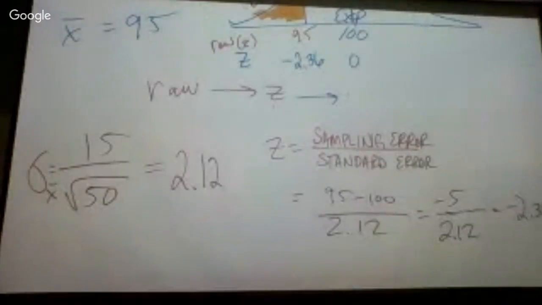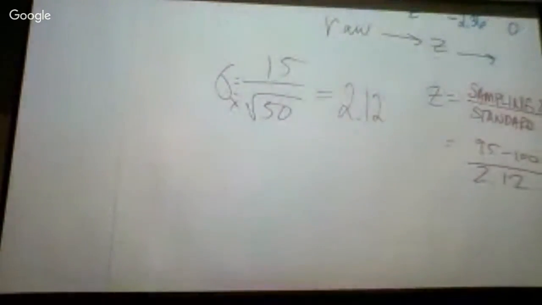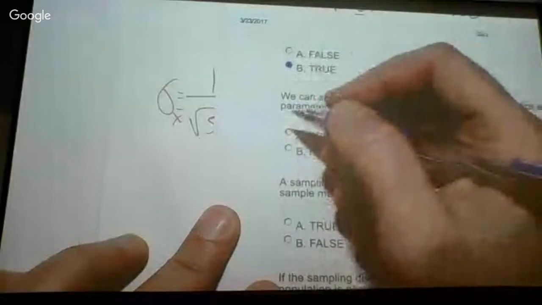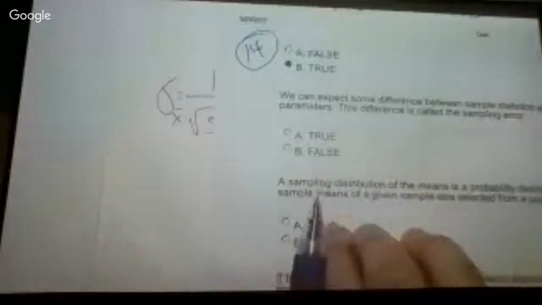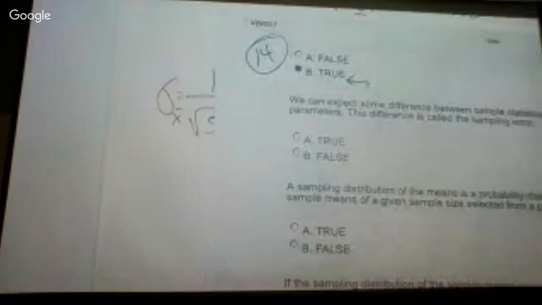I made a mess up here. I can't find the next question. Oh, shucks. And it also shuffles the order. So that one right there was 14. Was true. Yeah, 14 is true, but notice that true is B, not A.